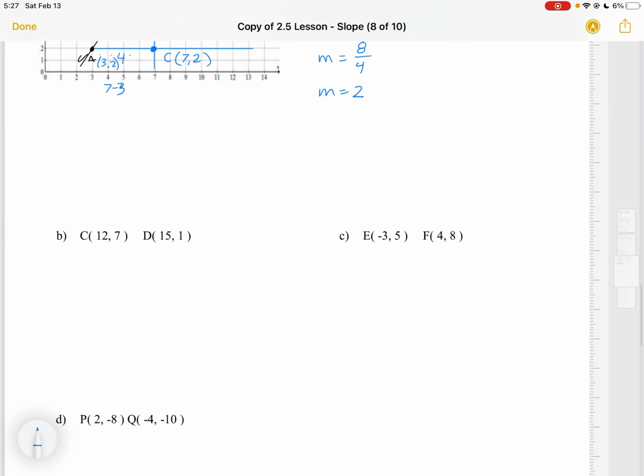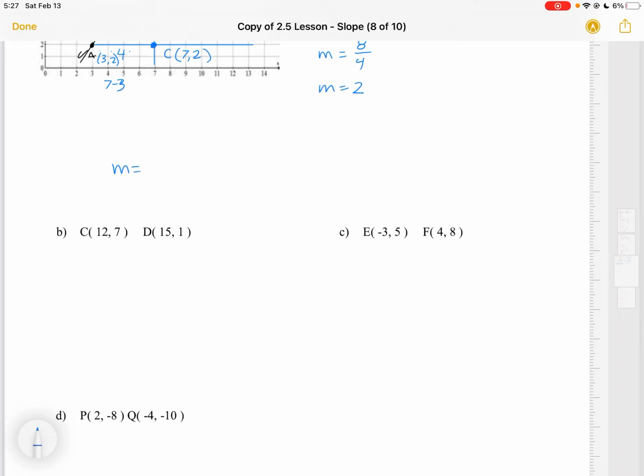So let's do an example using the formula. So I'll write it again down here. This is something that you should memorize. So y2 minus y1 over x2 minus x1. And the first thing I'm going to do is label my points: x1, y1, x2, y2. The next thing I'm going to do is write out my formula: y2 minus y1 over x2 minus x1. Finally, I'm going to substitute in the values for my points. 1 minus 7 over 15 minus 12. Simplifying that, I get minus 6 over 3, and m equals minus 2.